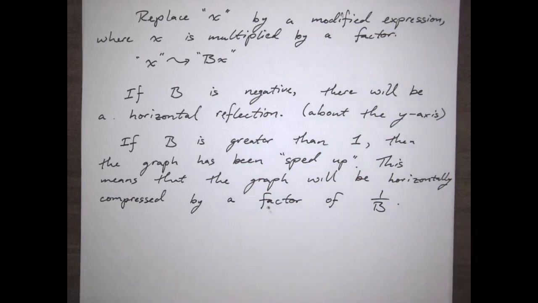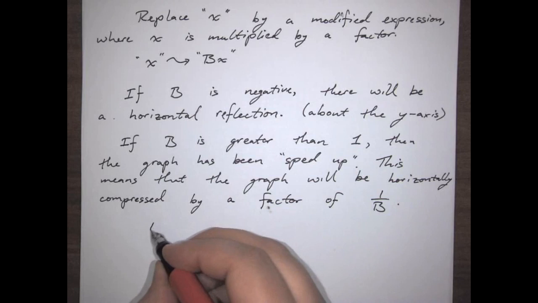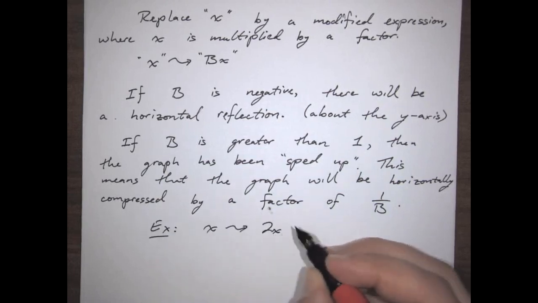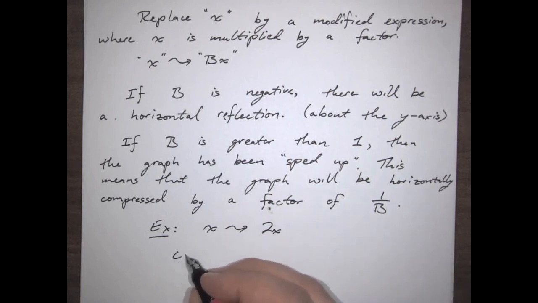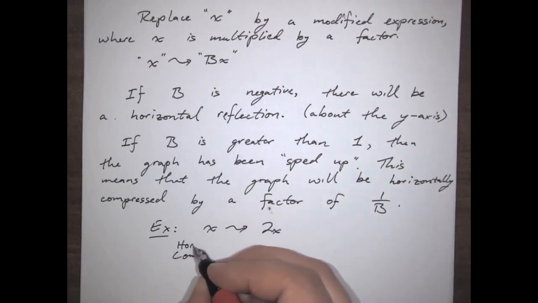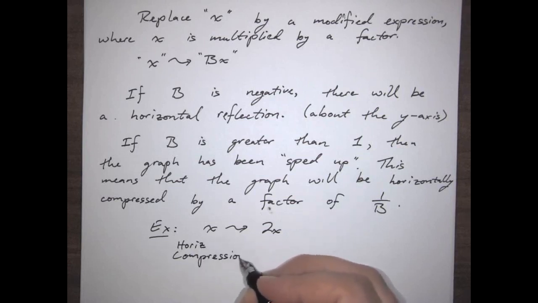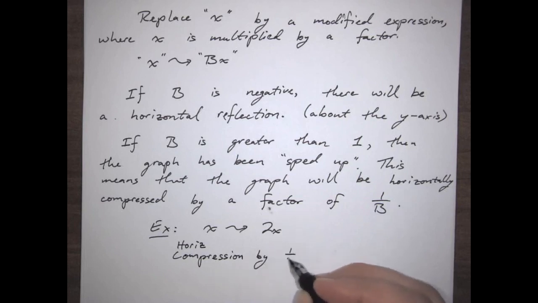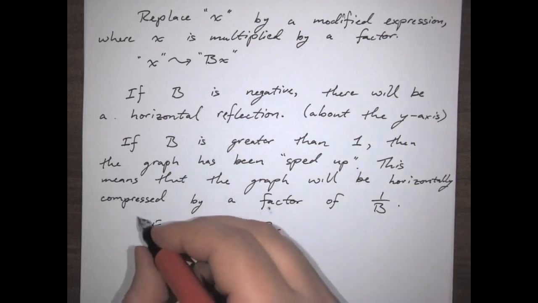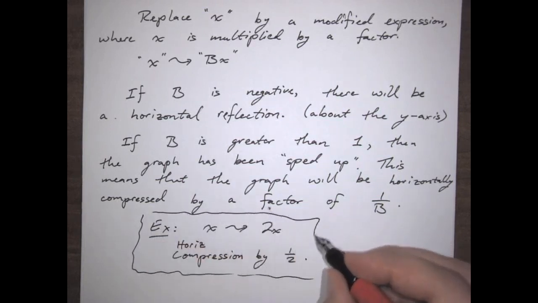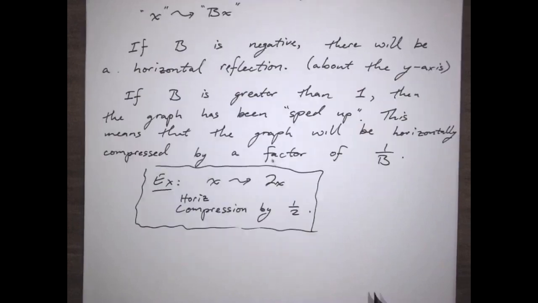So if b is, for example, 2, if x gets replaced by 2x, then that means a compression, a horizontal compression, I should say, by 1/2. So 1 over b. And the reason for this is that if it gets sped up by a factor of 2, then that means everything takes 1 over 2, or 1/2, as long.